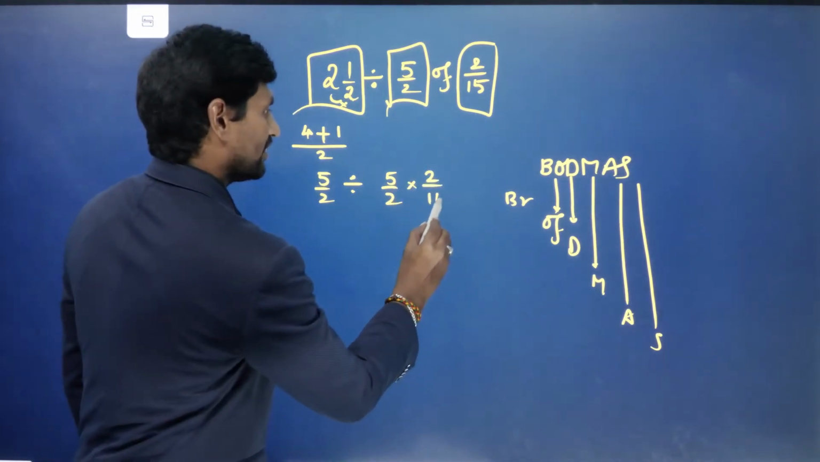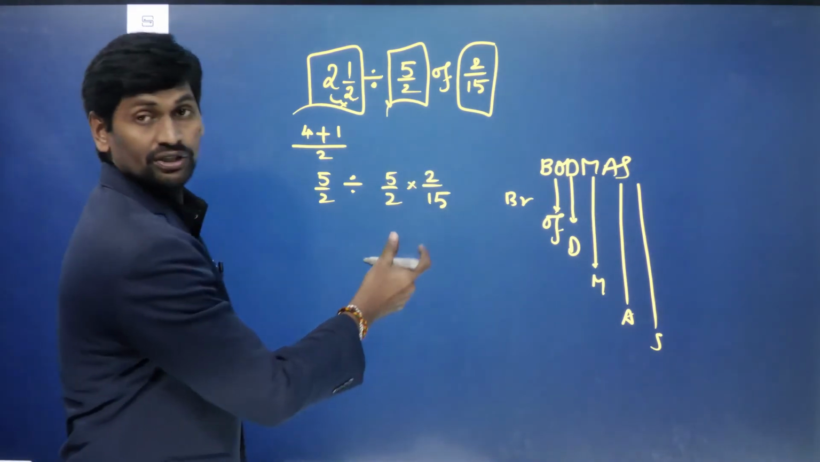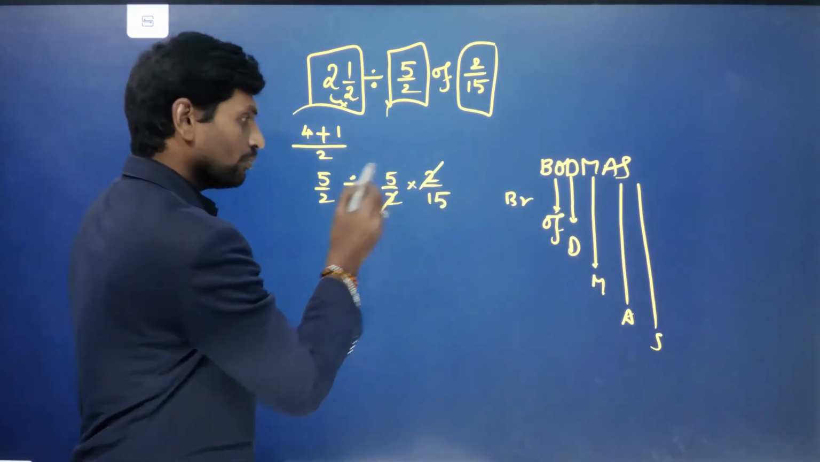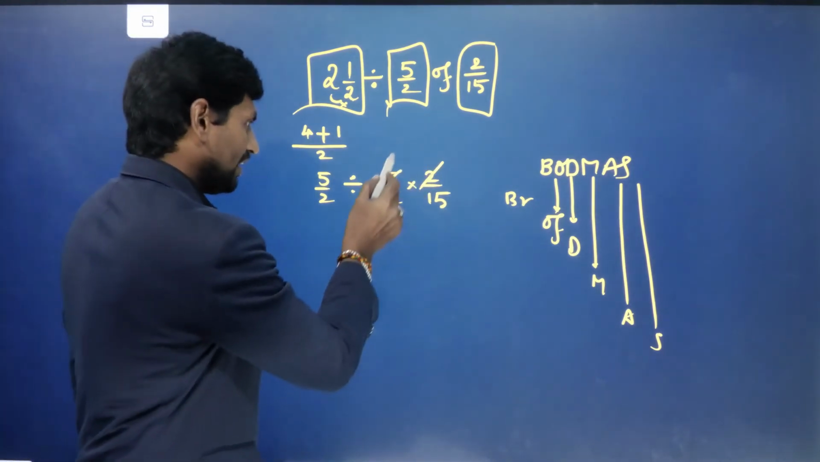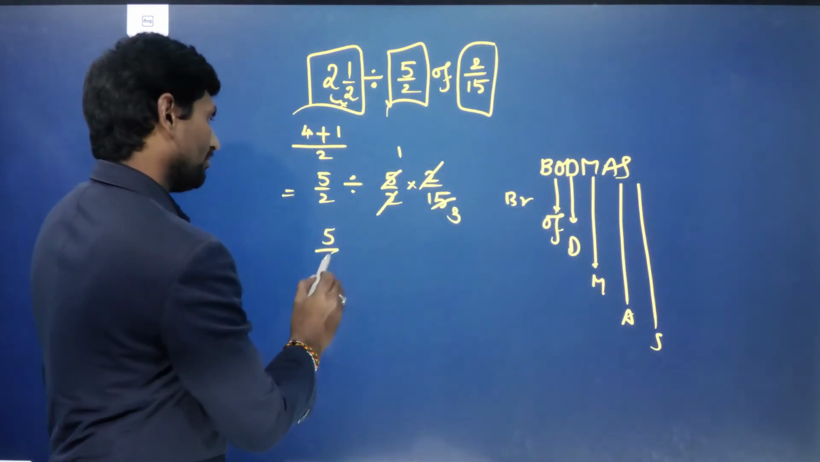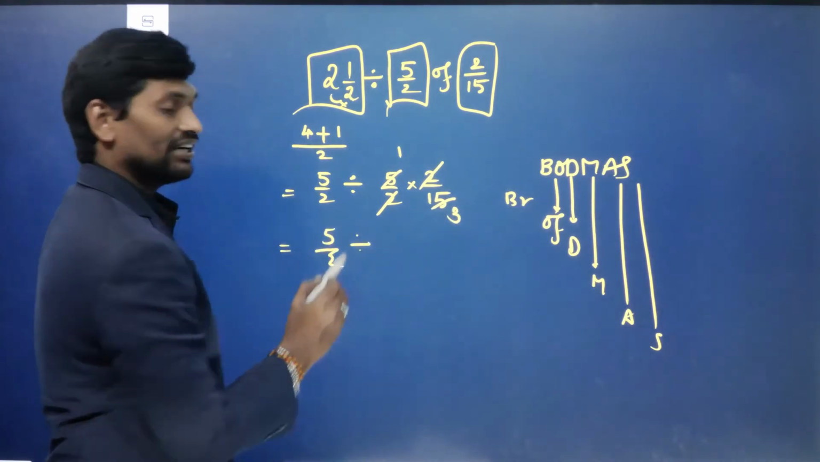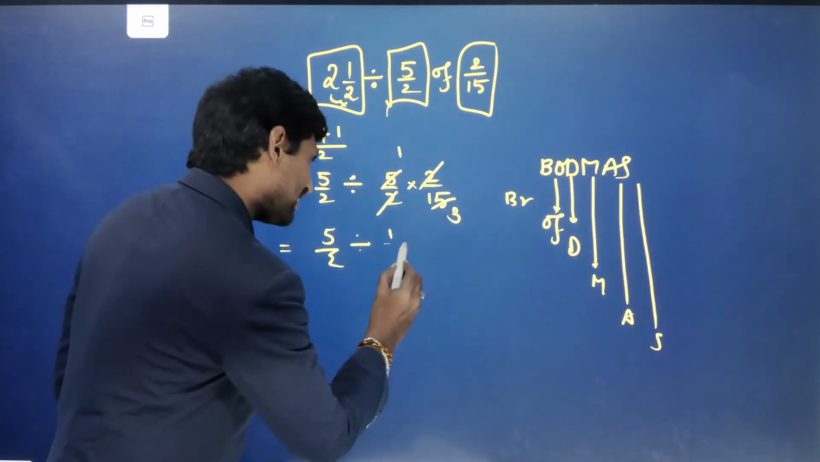2 by 15. Let us do cancellation here. First, 'of' we need to find; this value we need to find. Denominator 2, numerator 2, both are cancelled. 2 ones are 2, 2 ones are 2. Now 5 table: 5 ones, 5 threes. So while you are observing, 5 by 2 is divided by 1 by 3. Numerator 1 remains and denominator 3 remains.